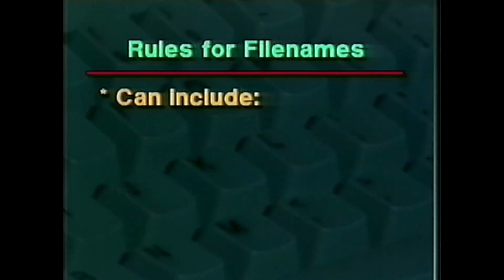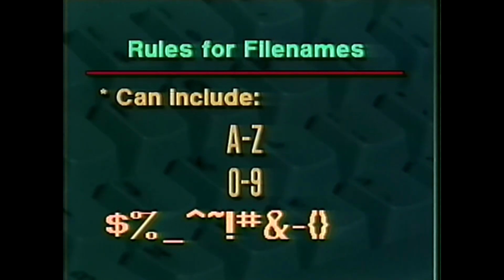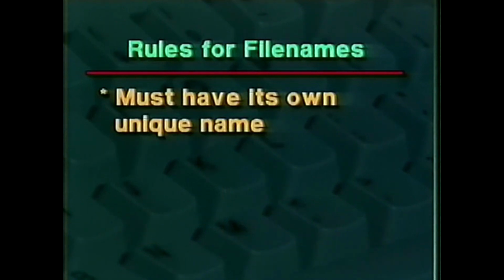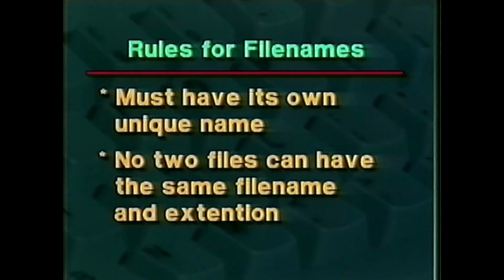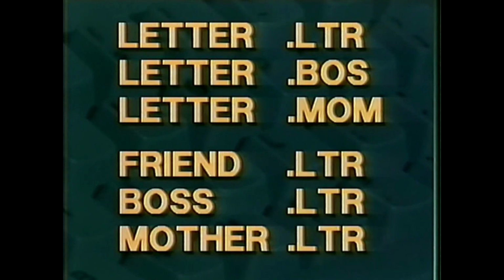A file name can include the letters A through Z and digits 0 through 9. You can use most of the special character symbols like $ signs, % signs, or the underscore character, but there can be no spaces between characters. Oh, one more thing. Each file must have its own unique file name and extension. No two files in the same directory or on the same diskette can have the same file name and extension. The extensions must be different if the file names are the same, and the file names must be different if the extensions are the same.